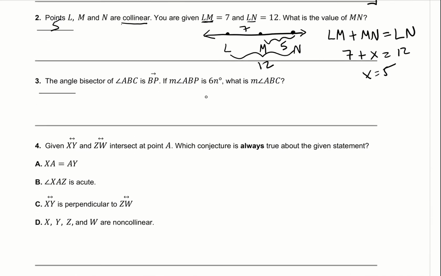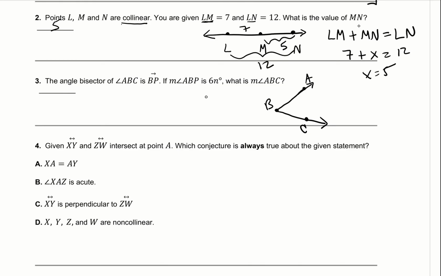Number three, the angle bisector of angle ABC is ray BP. If the measure of angle ABP is 6n, what is the measure of angle ABC? So we have an angle labeled ABC, so that's ray BA, and this is ray BC. And so this makes angle ABC, and this is in that order. In this case, B is the vertex.